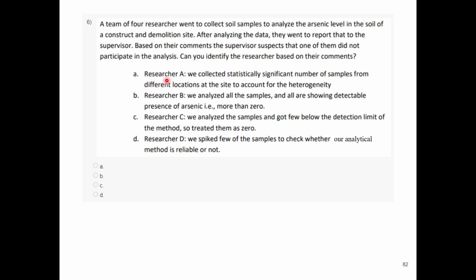Researcher A: we collected a statistically significant number of samples from different locations at the site to account for the heterogeneity. Researcher B: we analyzed all the samples and all are showing detectable presence of arsenic, that is more than 0. Researcher C: we analyzed the samples and got a few below the detection limit of the method, so treated them as 0. Researcher D: we spiked a few of the samples to check whether our analytical method is reliable or not.